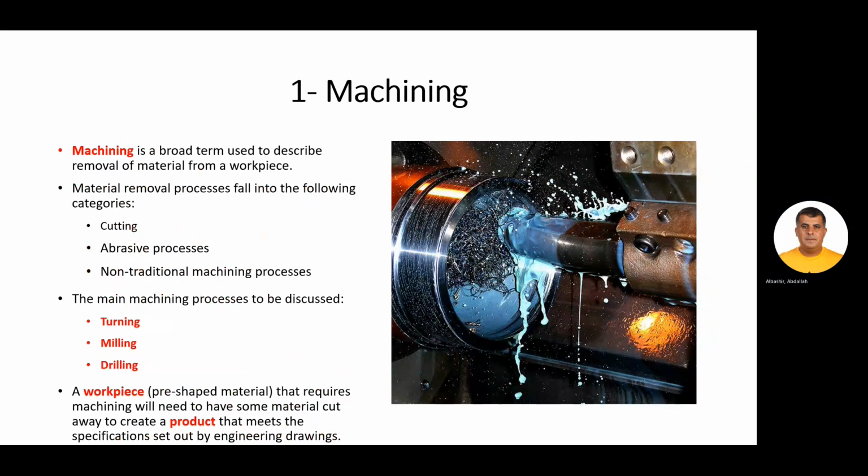Now, the machining operations is a broad term used to describe removal of material from a workpiece. Usually, or mainly, it is done on metals. So when we do material removal, we do the material removal from the surface of that metal in order to change its dimensions, its shape. Okay.